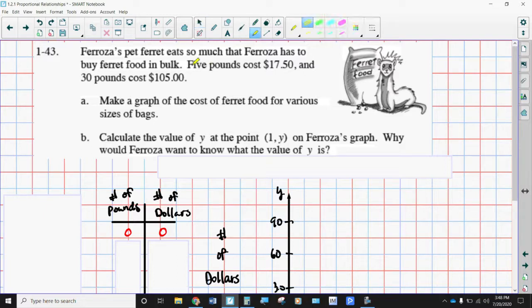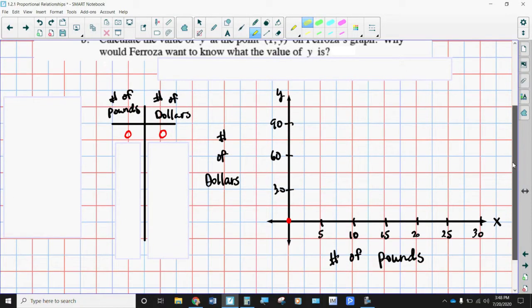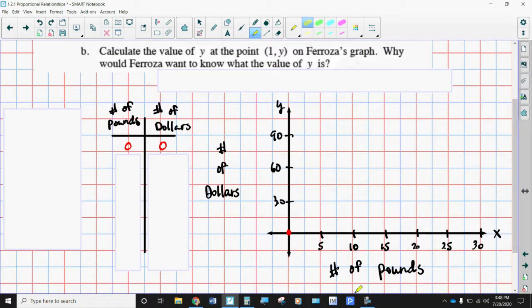Right? Let's focus on this. 5 pounds costs $17.50, and 30 pounds costs $105. So make sure the 5 pounds and the 30 pounds show up in your table. Okay, so I'll give you a couple minutes to work on that. Pause and make sure it's nice and neat, and then when you're ready, unpause.